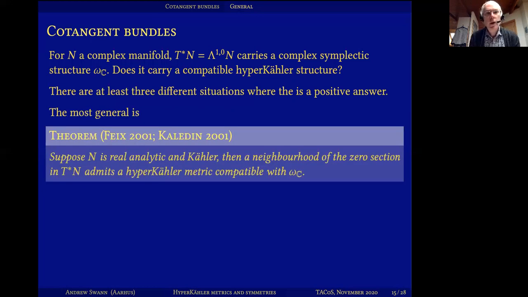So the most general result is the following one, of Feix and Kaledin. In this case, you assume that N is real analytic and Kähler. Then you can prove that a neighborhood of the zero section in the cotangent bundle admits a hyperkähler metric that's compatible with the standard complex symplectic form.